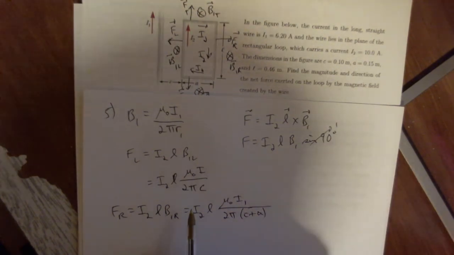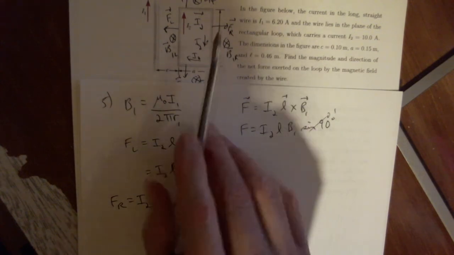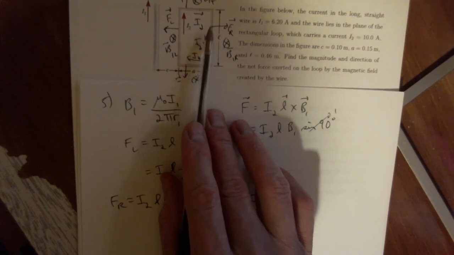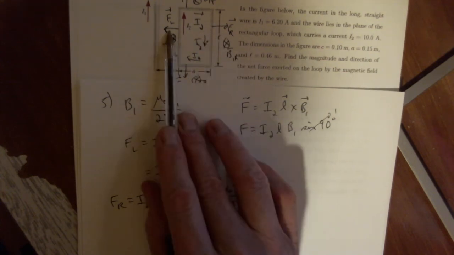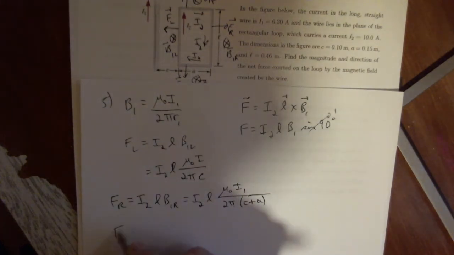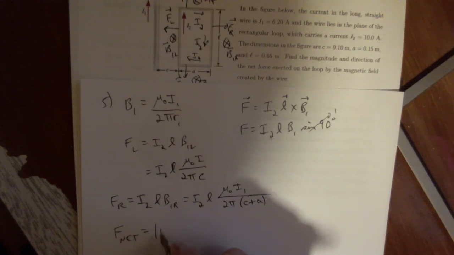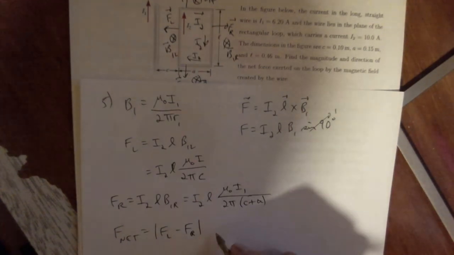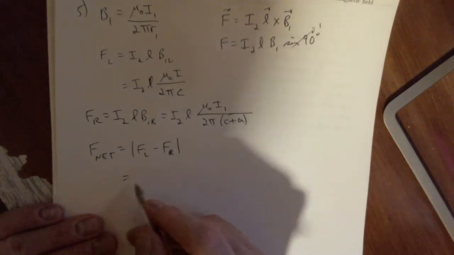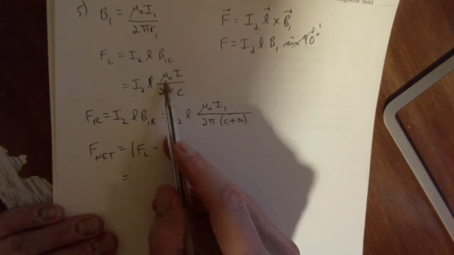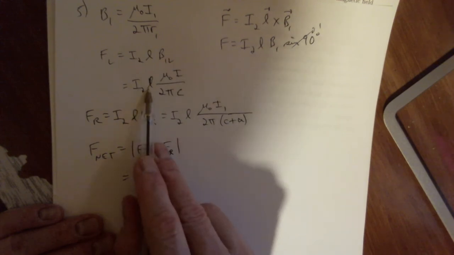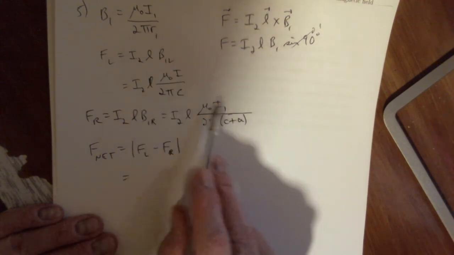And then the total force, because these point in opposite directions, the magnitude of the total force is just the difference in magnitudes between the two. So the magnitude of the total force, or net force, is going to be the absolute value of FL minus FR, which is going to be, we've got FL is mu sub naught I2L over 2 pi, and that factor is also in F right.